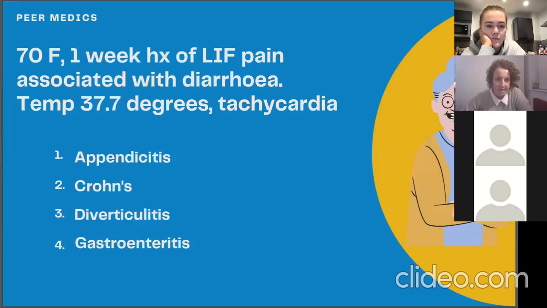So, as I say, we've got a 70-year-old female, 1-week history of left iliac fossa pain with diarrhea. She's got a mildly raised temperature and she's tachycardic. Any ideas what the presentation might be? I'll give you a second to think about it.